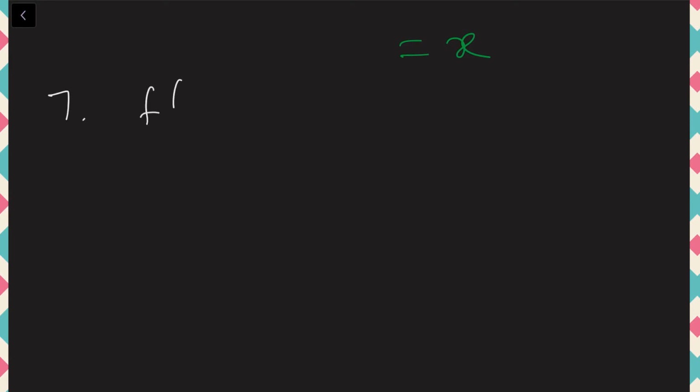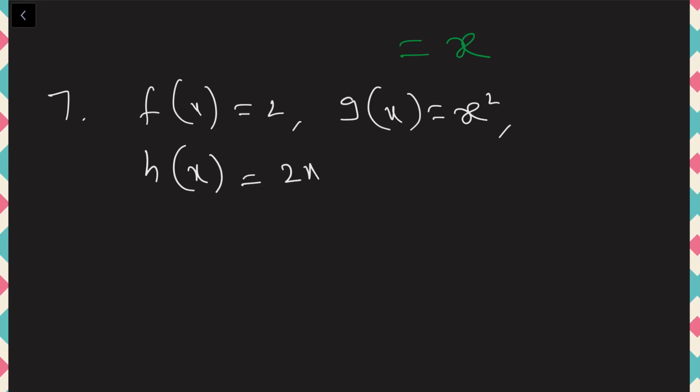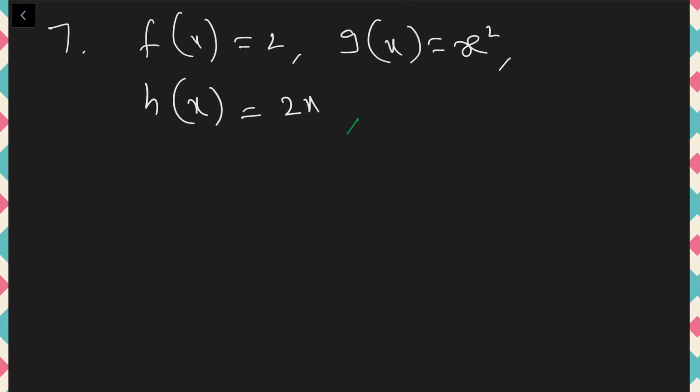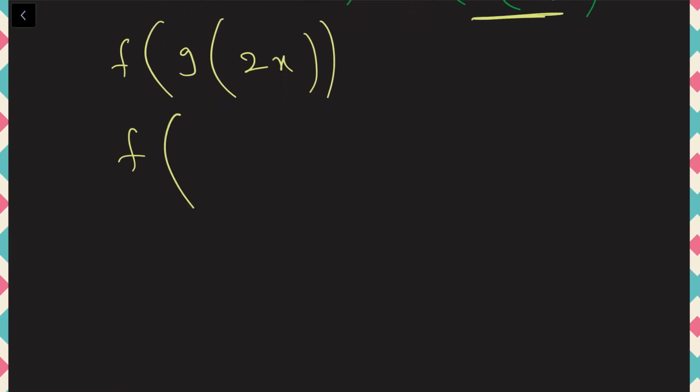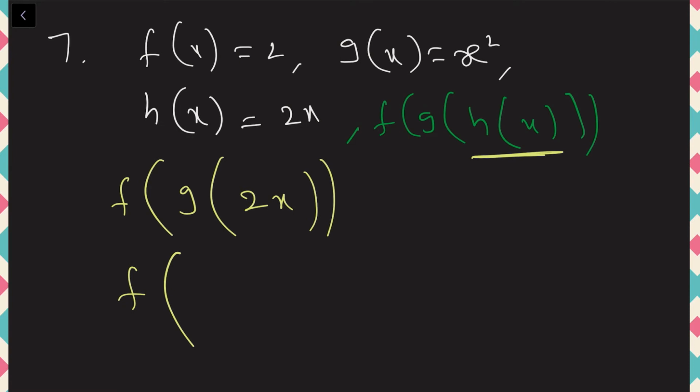f of x is 2, which means a constant function. Then g of x is equal to x square, and h of x is equal to 2x. Then he is asking to find the value of f of g of h of x. Okay, let us check it out. f of g of, what is the value of h of x? It is nothing but 2x. Now we want f of g of 2x. So in the function g, wherever we have x, in the place of x, we need to substitute 2x. So it will become (2x) whole square.